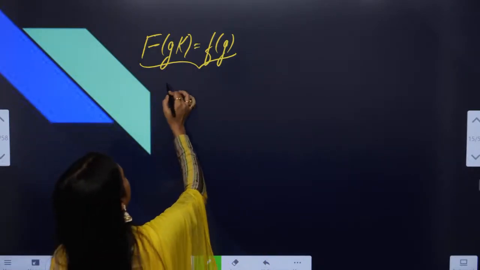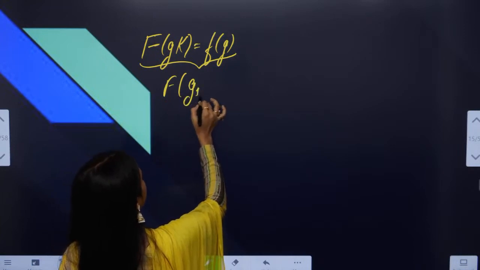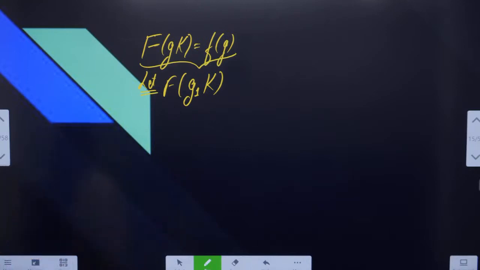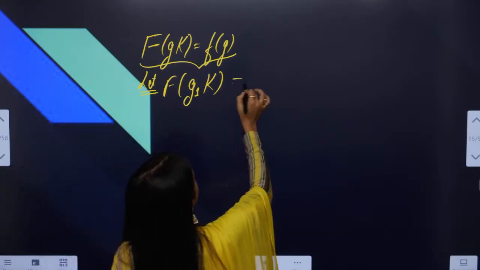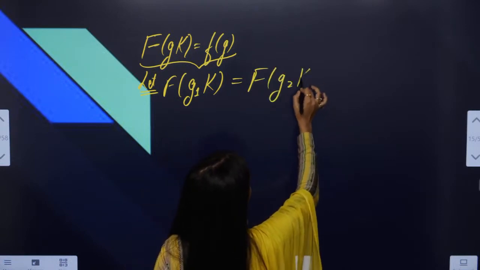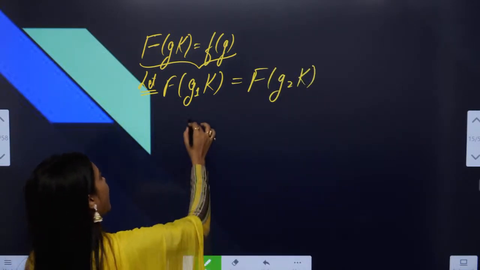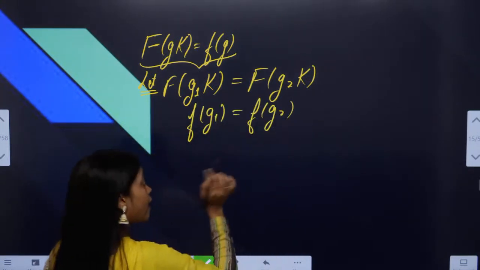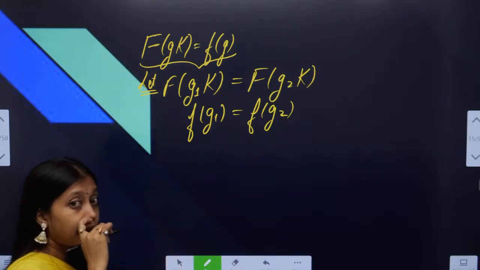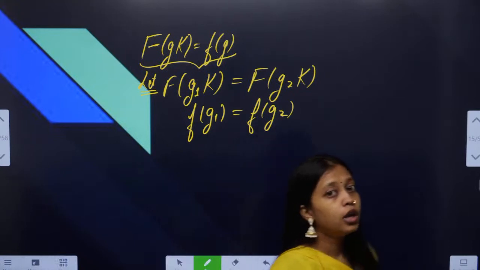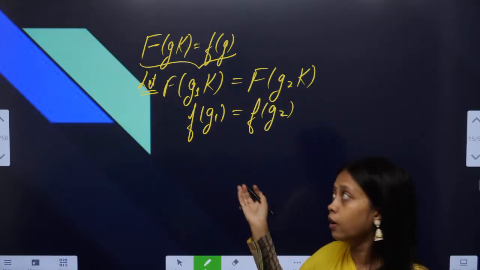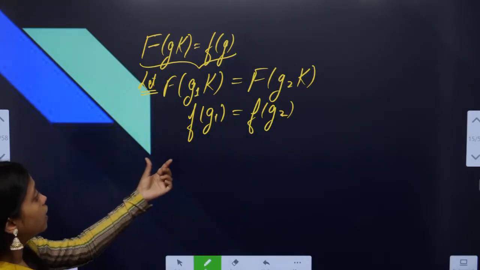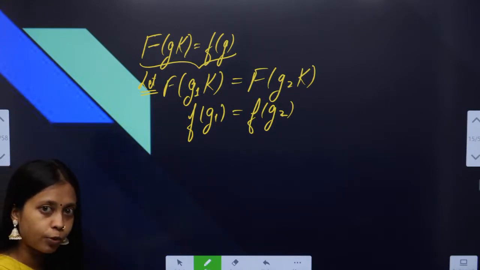If you want to prove it to be 1-1, you have to start with: let F of g1K be equal to capital F of g2K, right? What does that mean? That means f of g1 is equal to f of g2. Now, f is not 1-1. If f would have been given 1-1, you can just write g1 is equal to g2 and done. But you see, that is not given in the question. So, you need a different approach. What is that different approach?